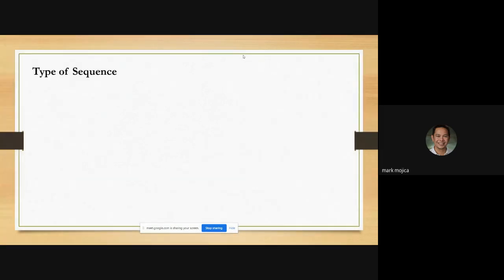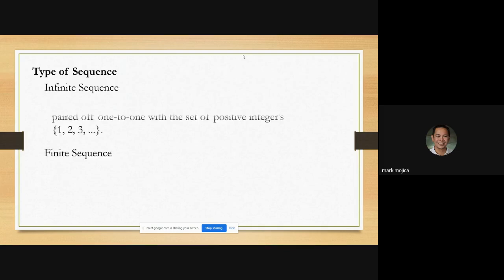Types of sequence na meron tayo is we have two. Ano ba yung sequence? Ano ba yung types niya? First is we have the infinite sequence. The next is we have the finite sequence. When we talk about infinite sequence, that is equal to a list of string of discrete objects, usually numbers that can be paired of 1 to 1 with a set of positive integers.